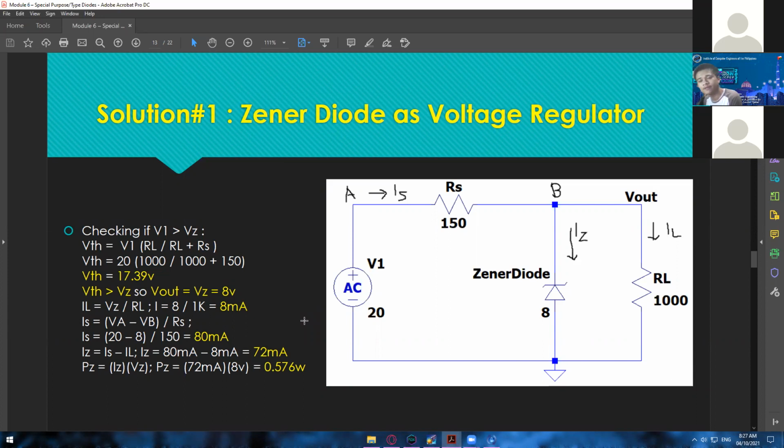So in here, we have a VTH value of 17.39. That is greater than the Zener voltage, or the rated voltage of our Zener diode. So we can now proceed in solving the remaining unknowns for IL, IS, and then IZ, and then PZ.